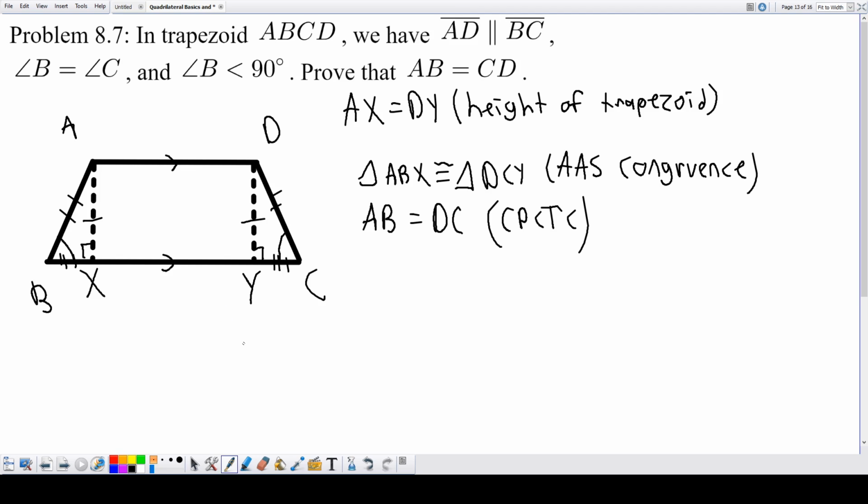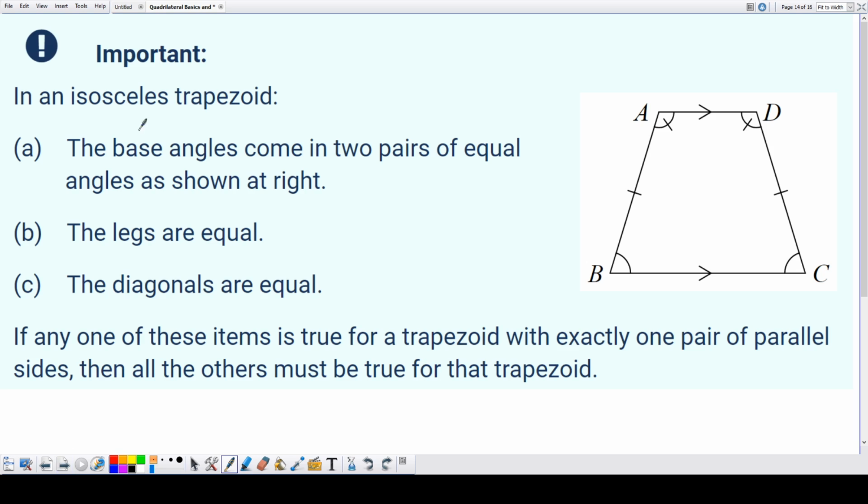This fact will become important later. But now thinking back on the problem, we started with equal angles and we proved that the two sides, the two legs, were also the same, which should remind us maybe of an isosceles triangle, because if we put ABX and DCY together, they would form an isosceles triangle. This leads us to the idea of isosceles trapezoids.